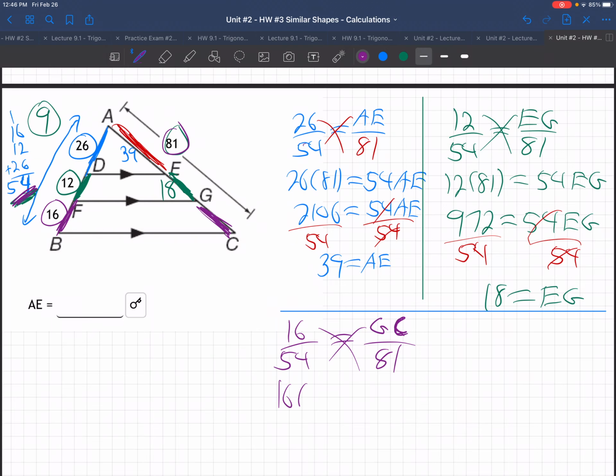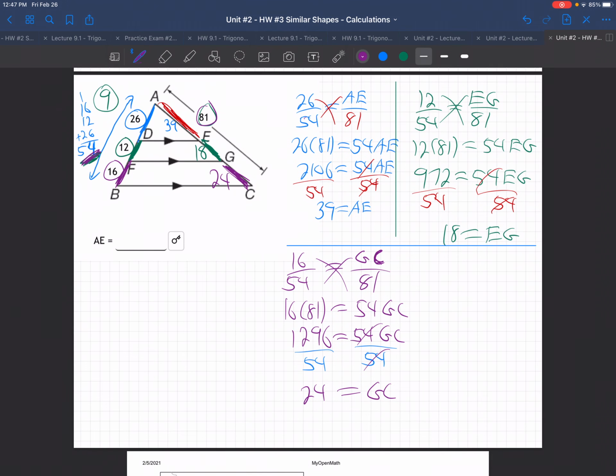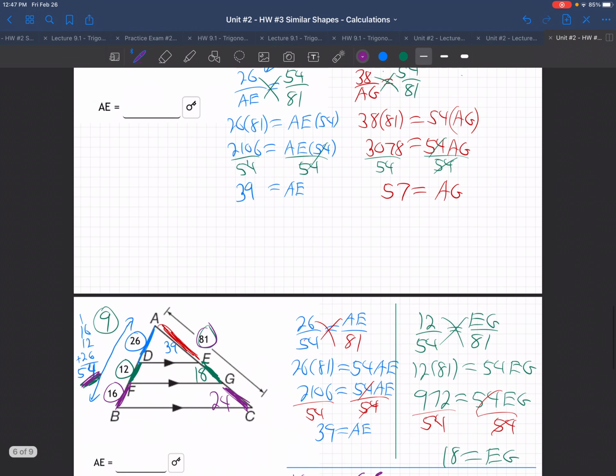Cross multiply. 16 times 81 is 54 GC. I'm getting 1296 is 54 GC. Divide by 54. Boom, boom. GC equals 24. So this little GC here is 24. Is that what I got here? Yep, same answer the long way. So either way you want to do it.